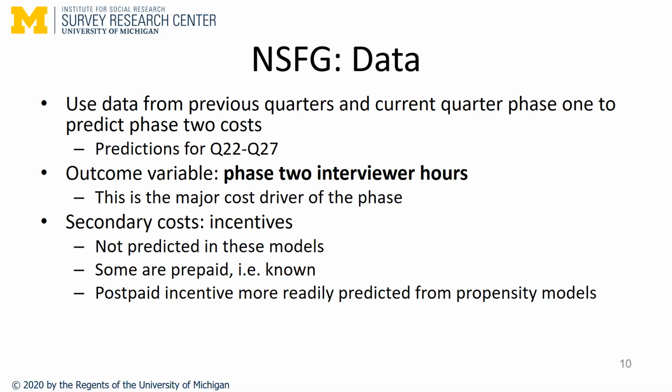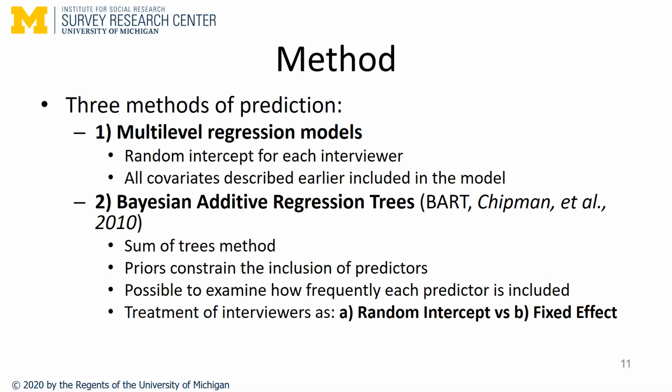We would predict the incentives as a function of the number of completes that we predict would occur. And we know the sample size ahead of time, so we can pretty accurately predict the mailing costs. We're focused on the interviewer hours, which is actually the bulk of the costs in this design. And we're going to use 3 methods of prediction. The first is a multi-level regression model with a random intercept for each interviewer. And all the covariates that are described earlier are included in the model. And I have those in the appendices of the slides. We're preparing a paper that will have those as appendices. So the variables will be available to look at.